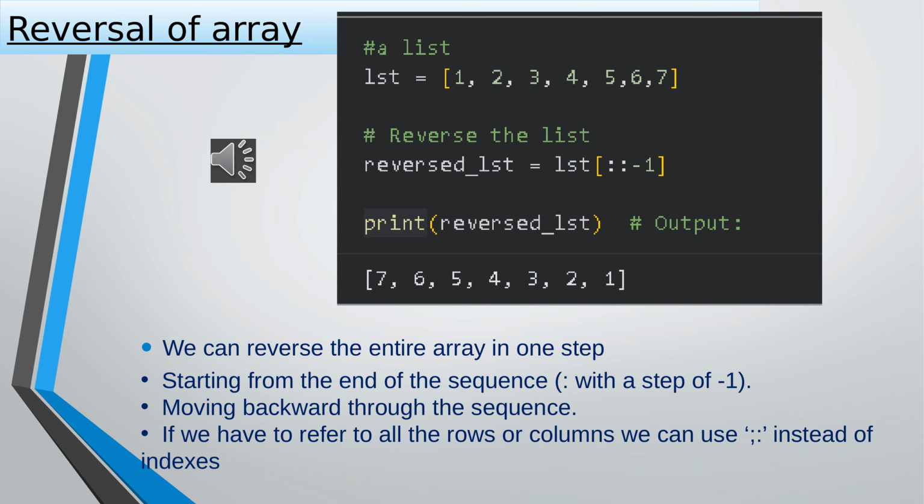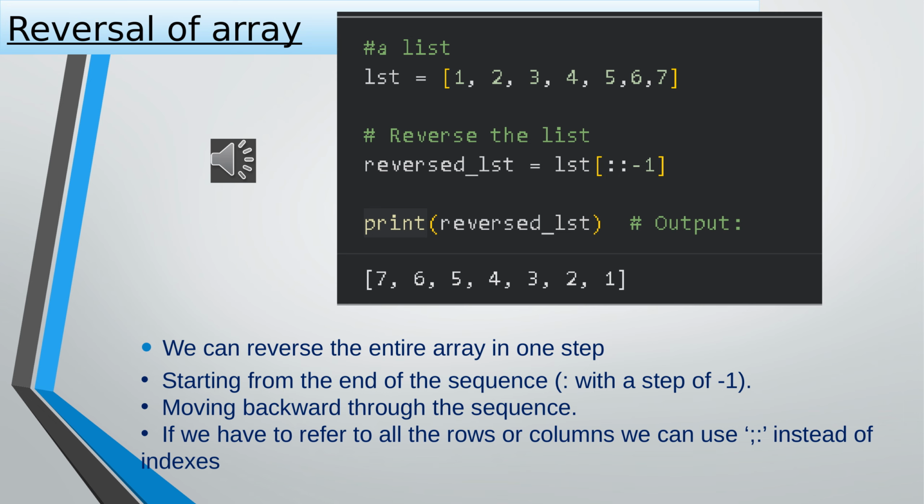Because Python starts from the end and moves one position backward at a time, it returns the elements in reverse order. The output becomes 7, 6, 5, 4, 3, 2, and 1. Notice that the original list is not modified. Instead, Python creates a new reversed sequence. If you print the original list again, you'll see that it still contains the values in their original order.